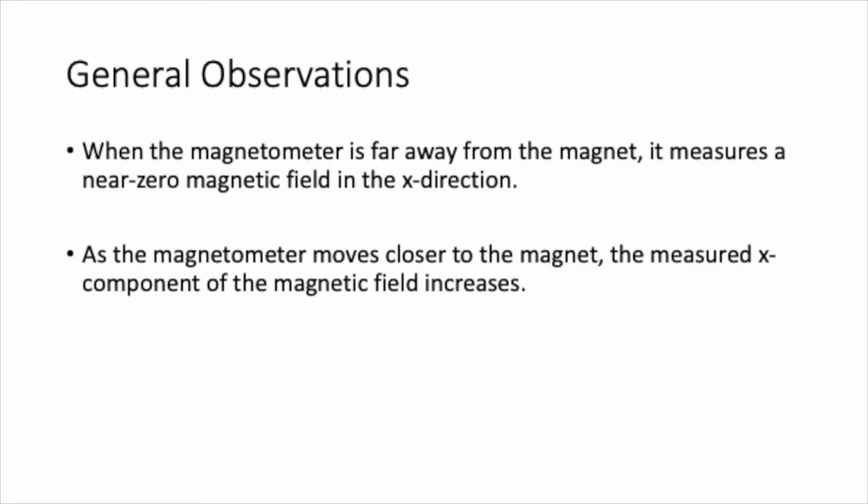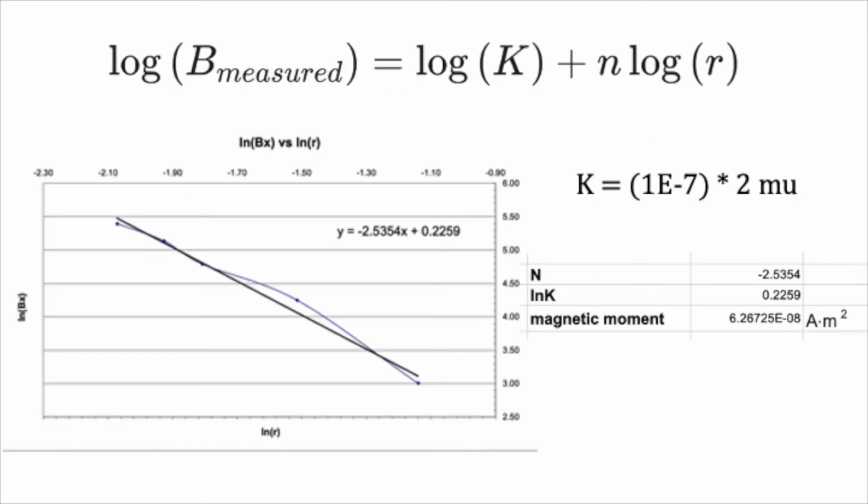Some general observations were that when the magnetometer is far away from the magnet, it'll measure nearly 0 in the x direction as long as it's aligned with the Earth's magnetic field. And as the magnetometer approaches the magnet, the measurement of that component increases. The data was then collected for various specific measurements and then linearized using the equation above.